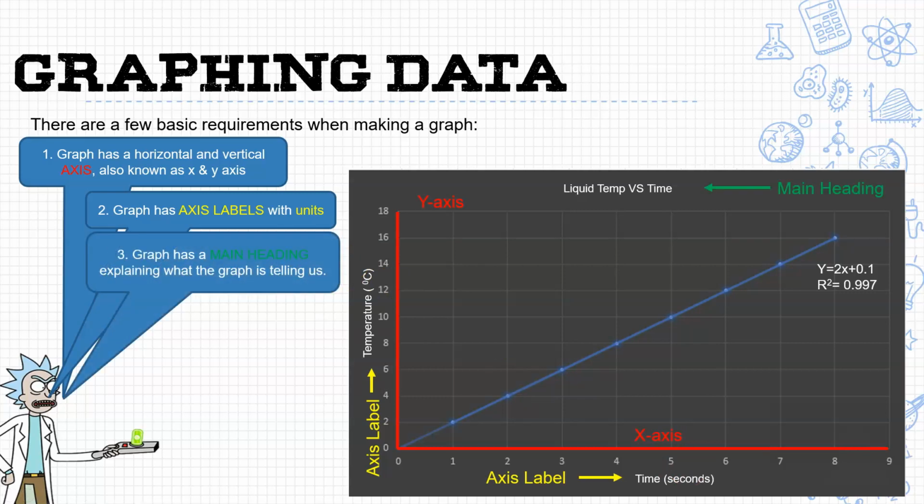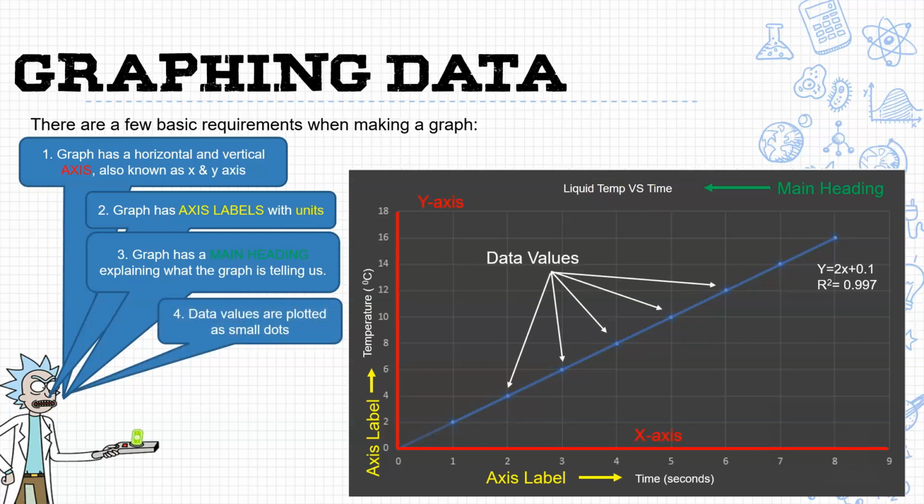The graph should have a main heading at the top. Again, it should be clear enough to tell us what the thing is. In this case, it's the temperature of the liquid versus time. All of the data values should be plotted as small dots, not big squares or giant circles. Make them small because it's easier to read. If it's a really big circle, it's hard to tell where exactly it lies on the line.